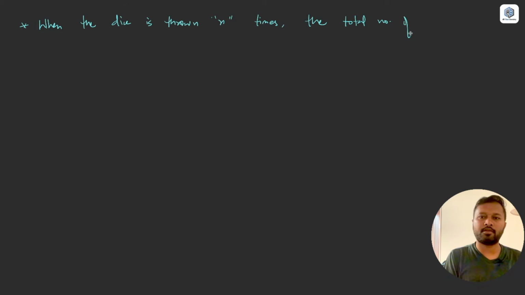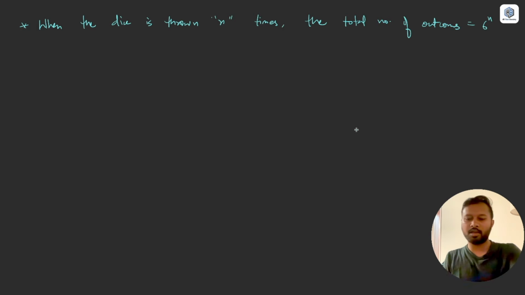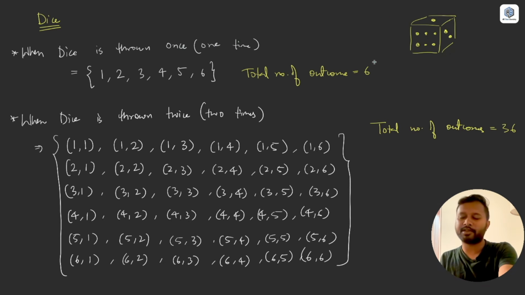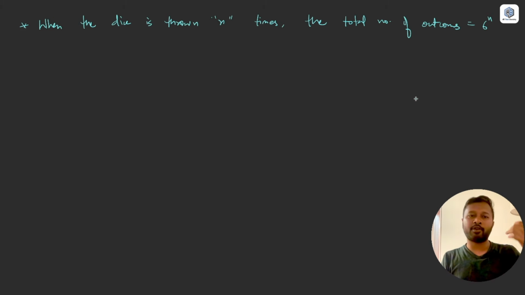So just a general formula you can write down, that when the dice is thrown n times, the total number of outcomes will be 6 to the power n. When you have thrown it once, it is 6 to the power 1, which is 6. When you have thrown it twice, that is 6 to the power 2, which is 36. In the same way, if you throw the dice 3 times, that will be 6 to the power 3, and then that will be 216, right?